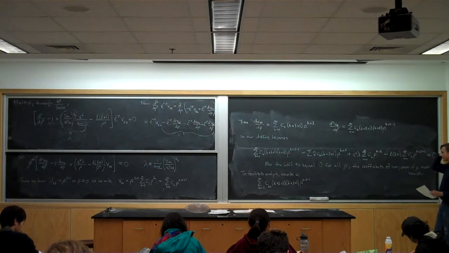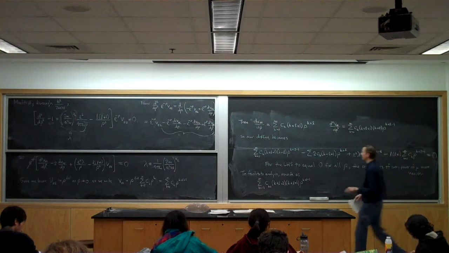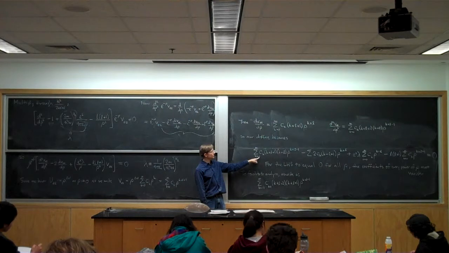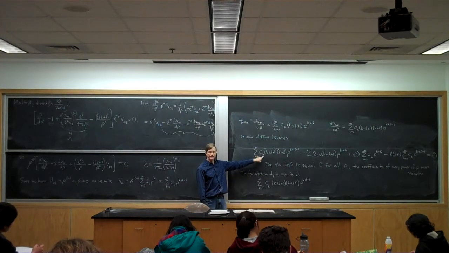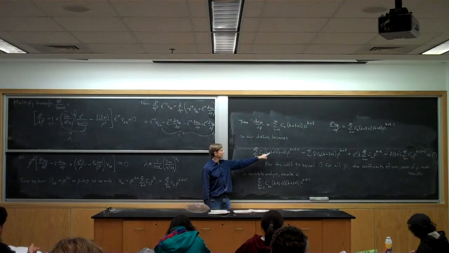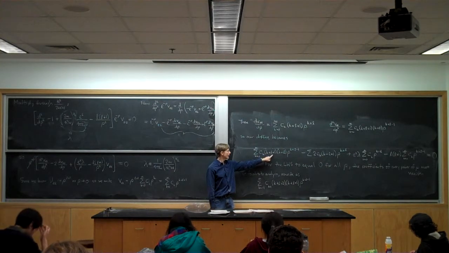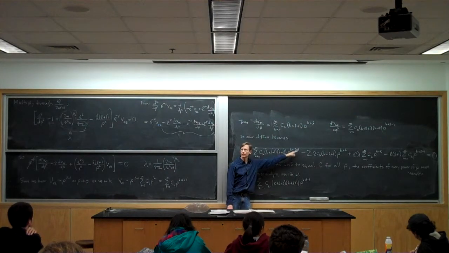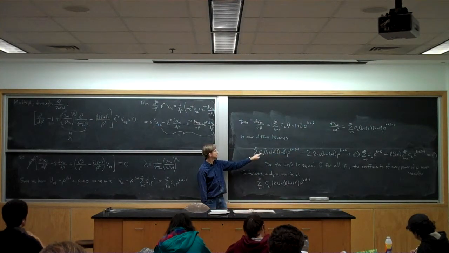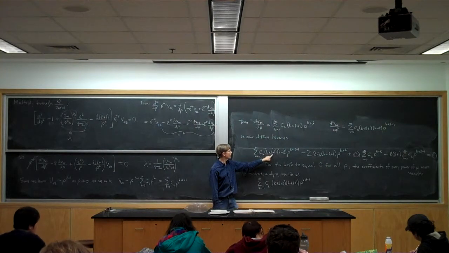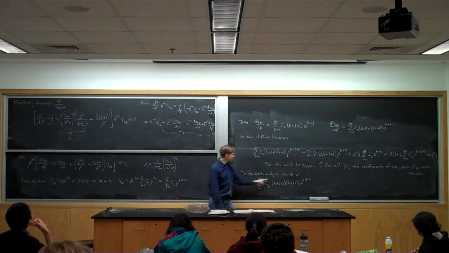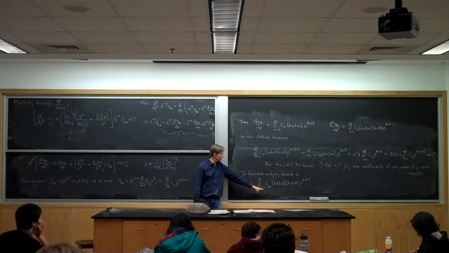Why can I do that? Look carefully at what happens here. The first term in this summation, if I put in k equals 0, the first term is C0 times L plus 1 times L times rho to the L minus 1. Now go down here. The first term has k equals minus 1. What is that term equal to?